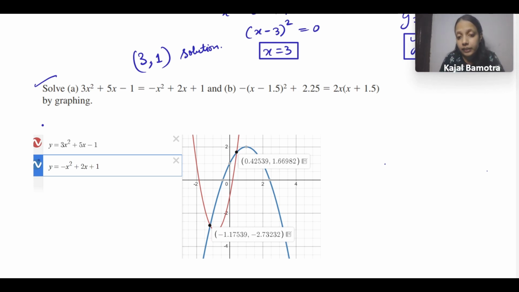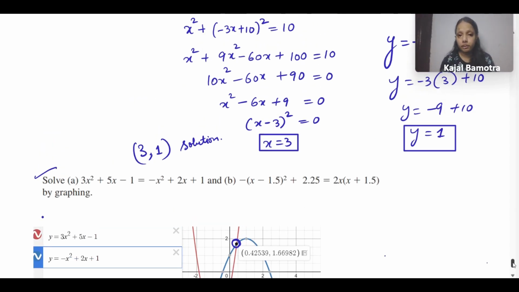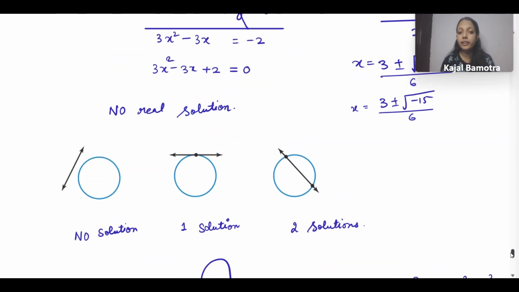They are intersecting at this point and they are intersecting at this point. These 2 points will be the answer. We are looking for x values. At what x value? x is approximately 0.43 and another x is approximately negative 1.18. These are the solutions. Okay, so we did different methods to solve non-linear equations.